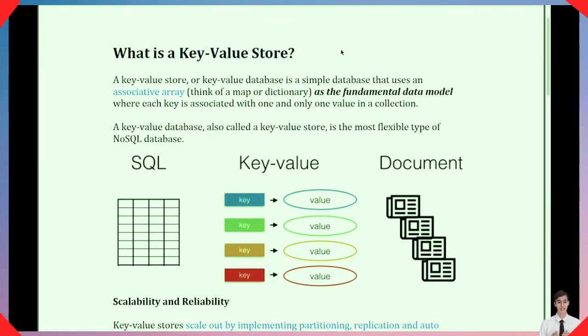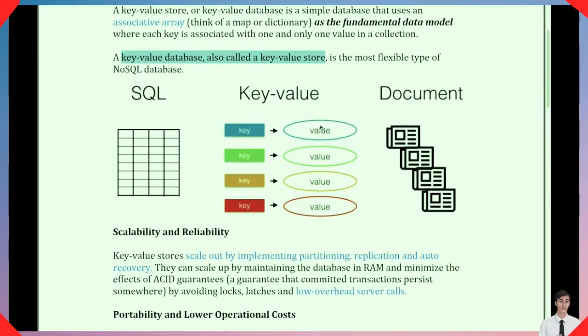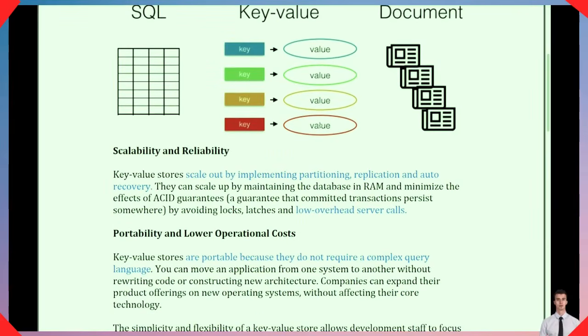A key value store or key value database is a simple database that uses an associative array as the fundamental data model where each key is associated with one and only one value in a collection. A key value database, also called key value store, is the most flexible type of NoSQL database. There are several features of key value store.